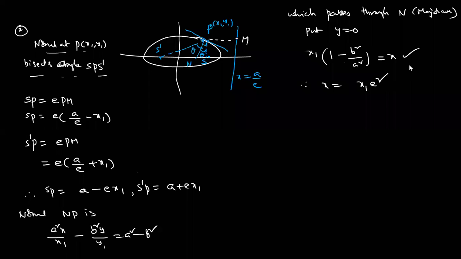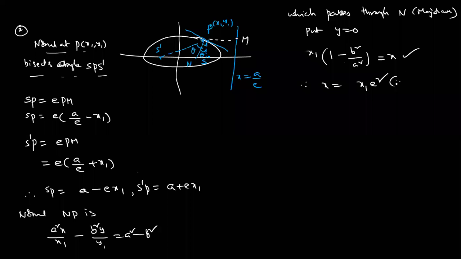So if anybody is confused, I will write. I'm writing the formula, don't get confused. What is the value of 1 minus b square by a square? That is e square. If anyone is confused, write down. Now, how to find SN? S is (ae, 0), the other focus is (minus ae, 0). So for these 2 points, find the distance using the distance formula. What is the result? Which one is the greatest? That means ae minus x1 e square.